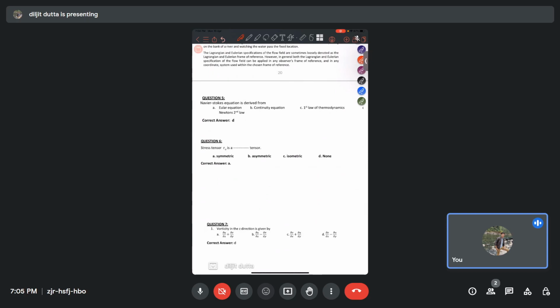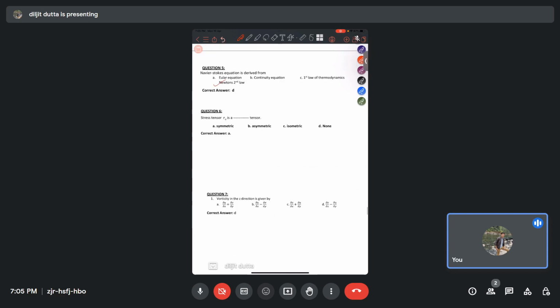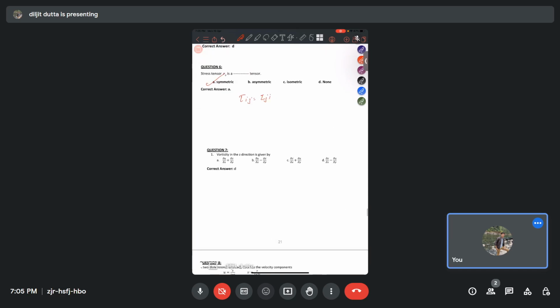Now the Navier-Stokes equation is derived from Newton's second law. So it uses the second law of motion for a fluid. That is, the force acting on the fluid element is translated in terms of body force, shear force, and viscous force. Now the stress tensor tau ij is a symmetric tensor. We have seen that tau ij is equal to tau ji.